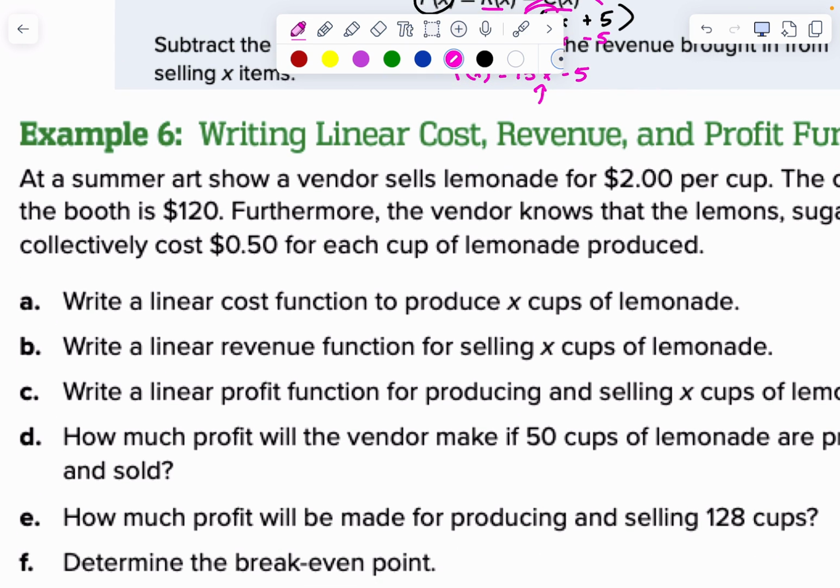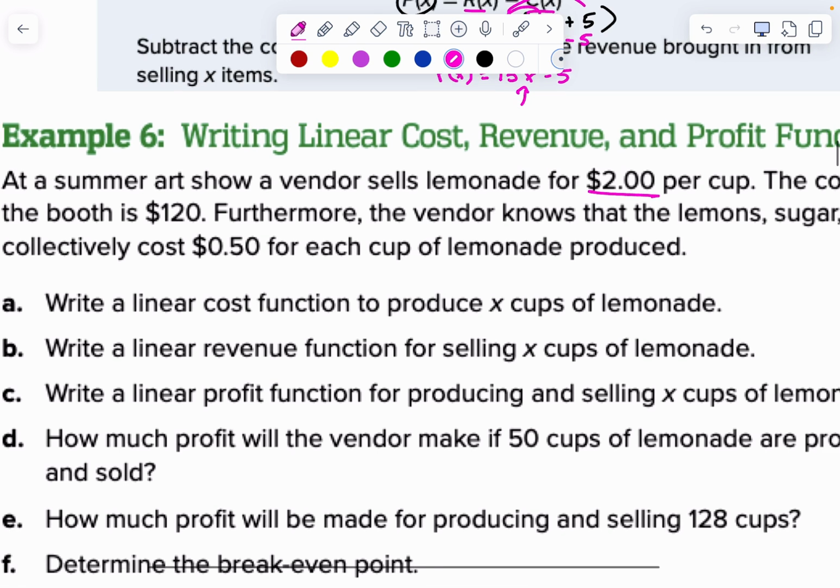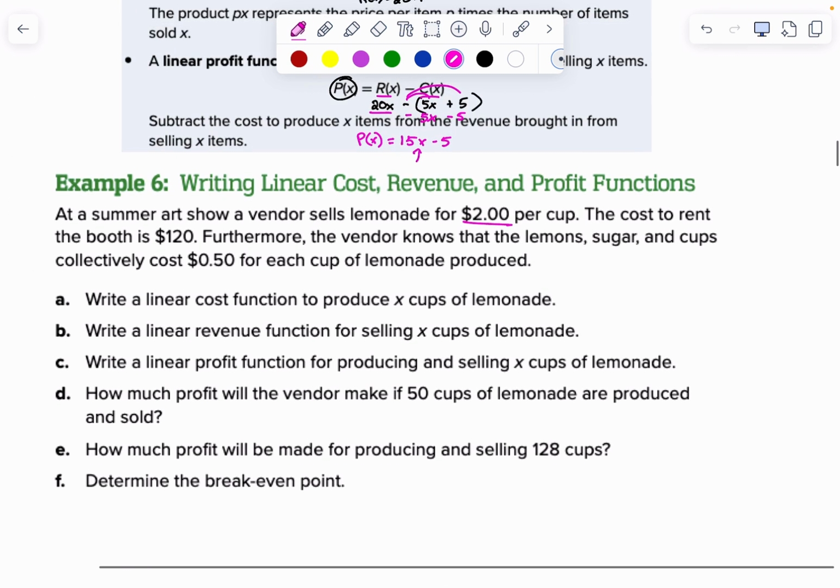At a summer art show, a vendor sells lemonade for $2 per cup. What is that? Cost, revenue, profit. That's revenue, right? Okay, so $2 per cup. I'm just going to put this off to the side. R of x is going to be $2 per cup, so 2x, right?